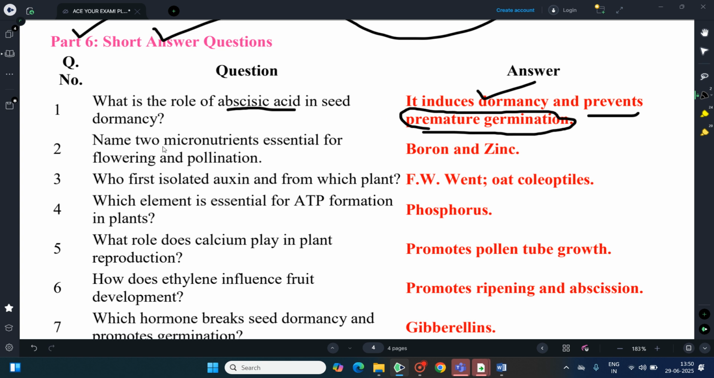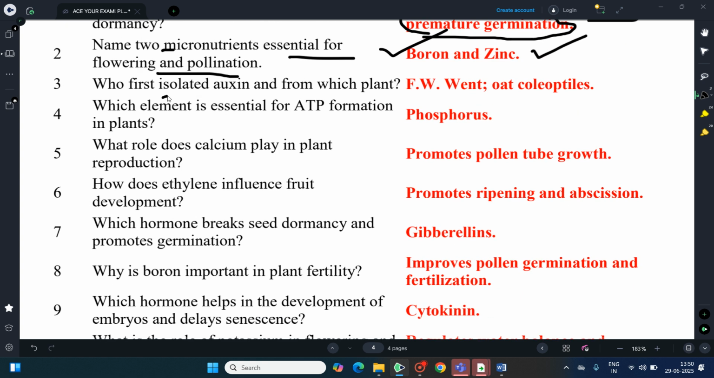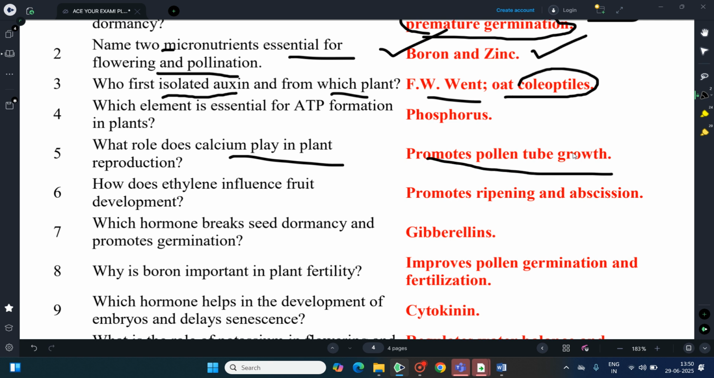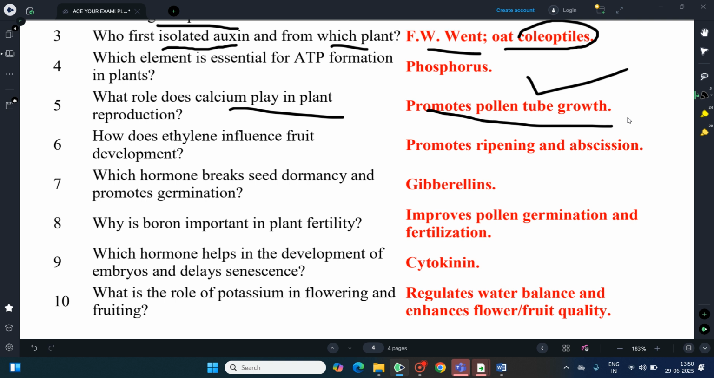The second question: name two micronutrients essential for flowering and pollination. Zinc is responsible for flowering and boron is responsible for pollination. Who first isolated auxin and from which plant? Went, from the oat crop. The part is the coleoptile of oat. What role does calcium play in plant reproduction? It promotes pollen tube growth. That is the correct answer.